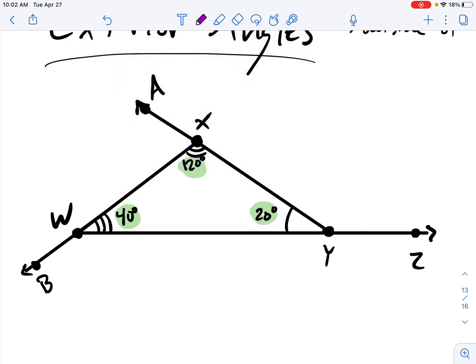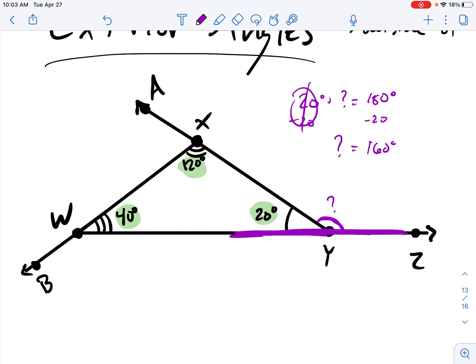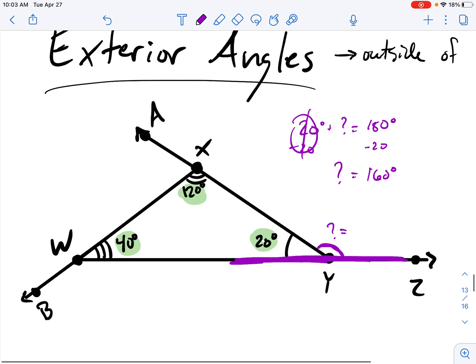But now we're also talking about the exterior angles, so the angles on the outside. So there's like this angle right here, right? This Y, right here that I'm putting in purple. And you might notice that this forms a straight angle, a straight line, right? And the measurement of a straight line is 180. So to figure out what this question mark is, 20 degrees plus question mark equals 180 degrees. You just subtract the 20, cancel out, you get question mark is 160 degrees. So this right here is 160 degrees.